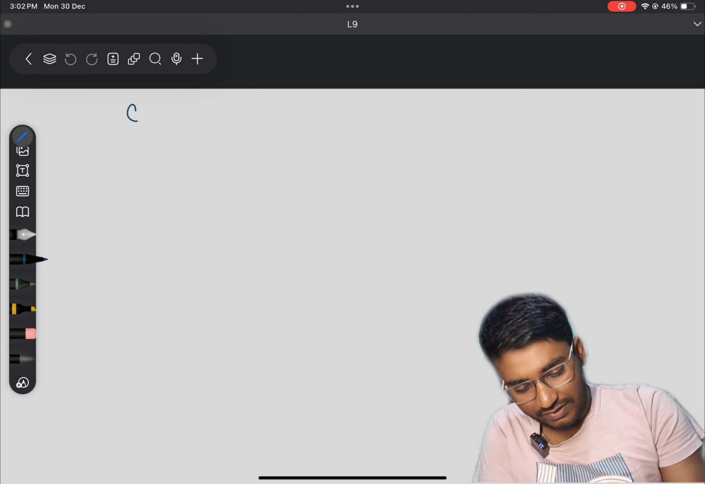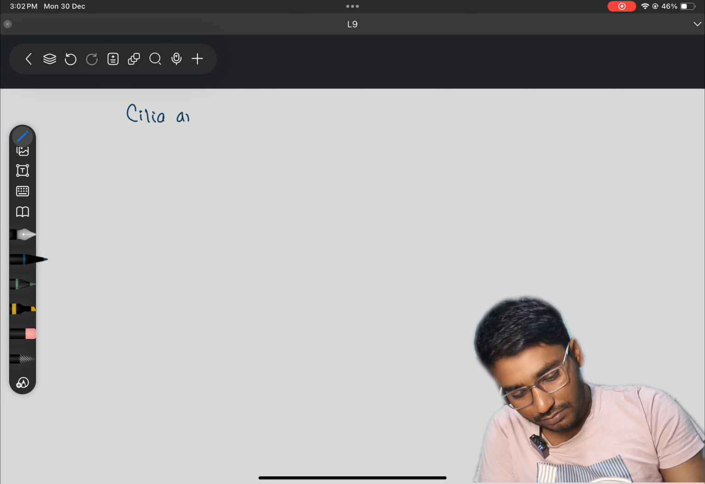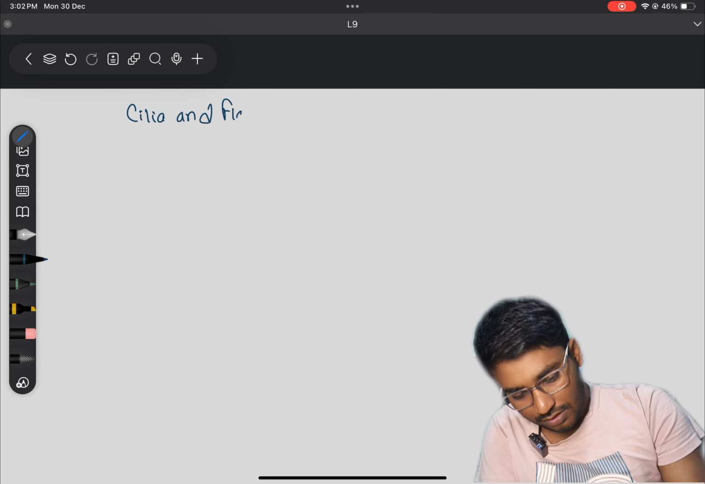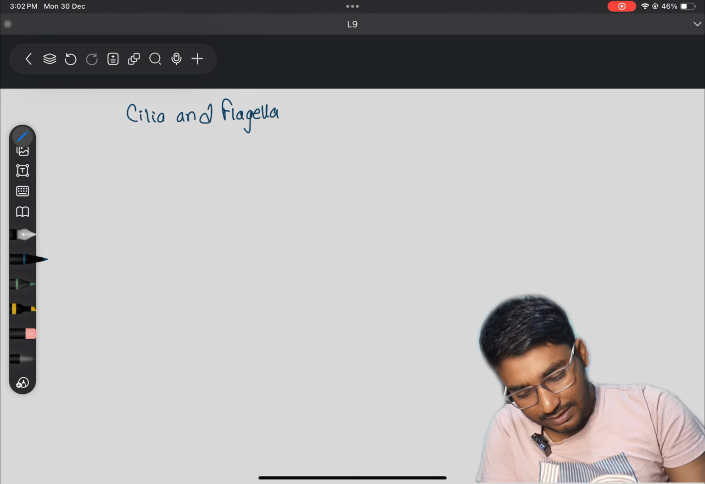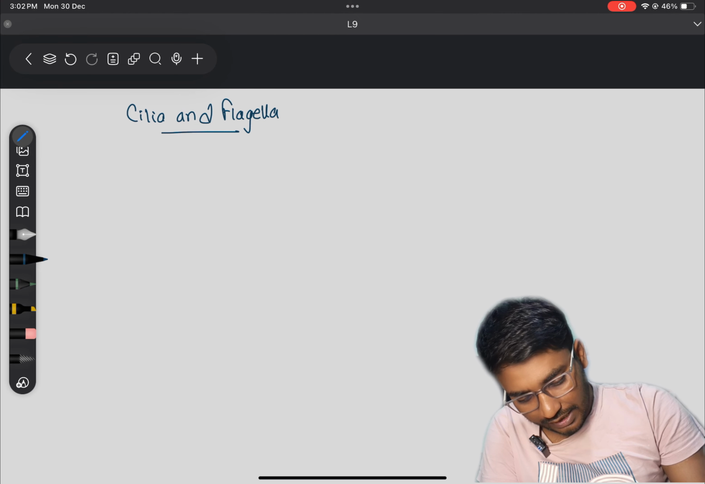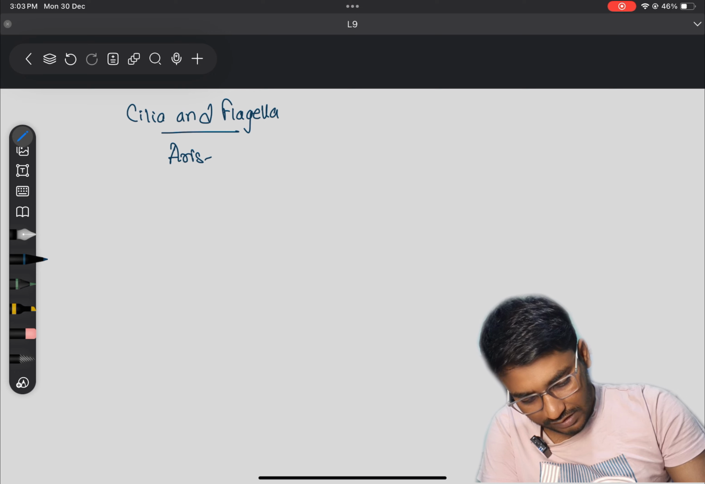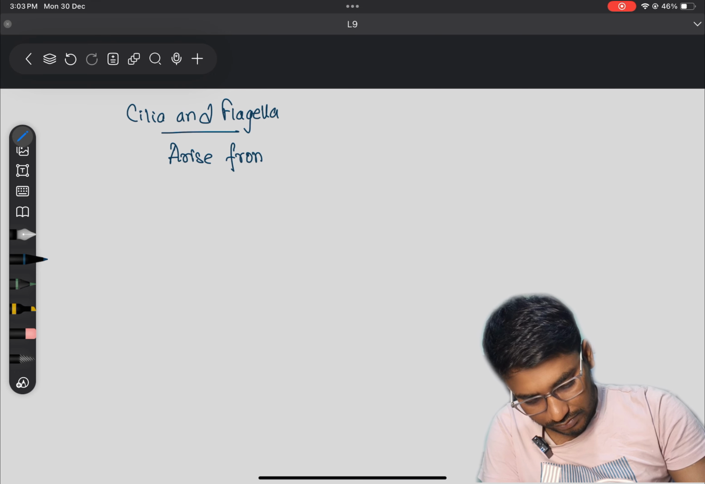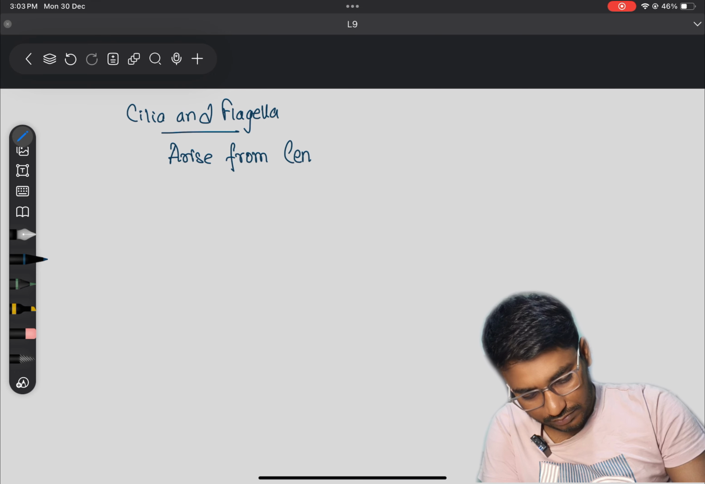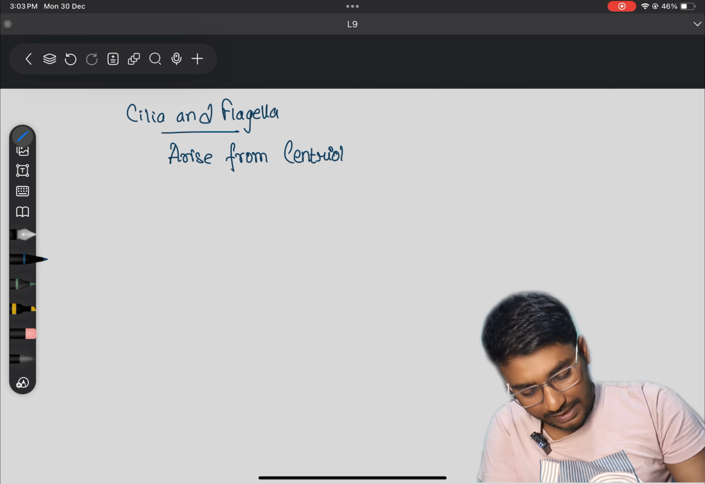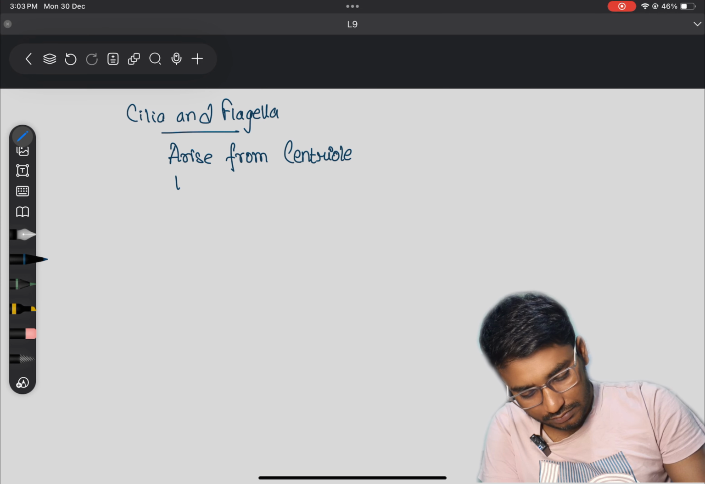Cilia and flagella, these arise from a centriole-like structure called the basal body.